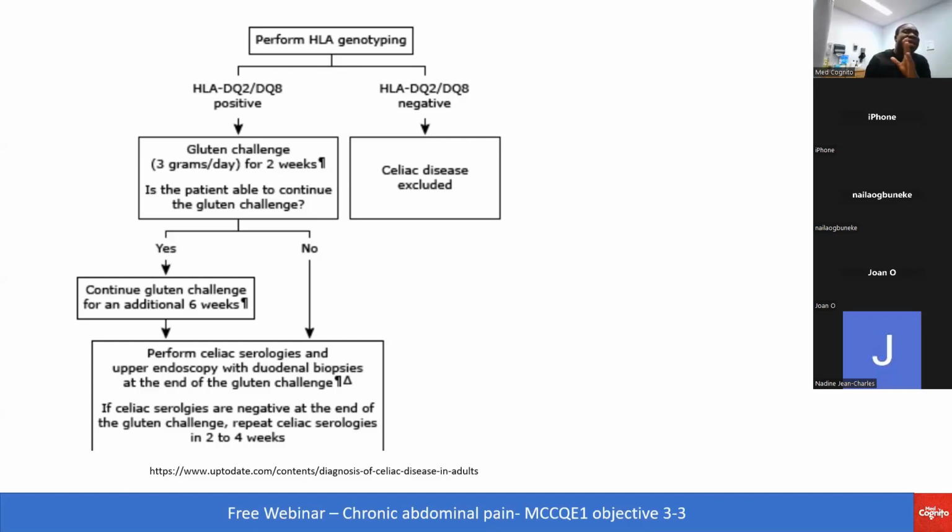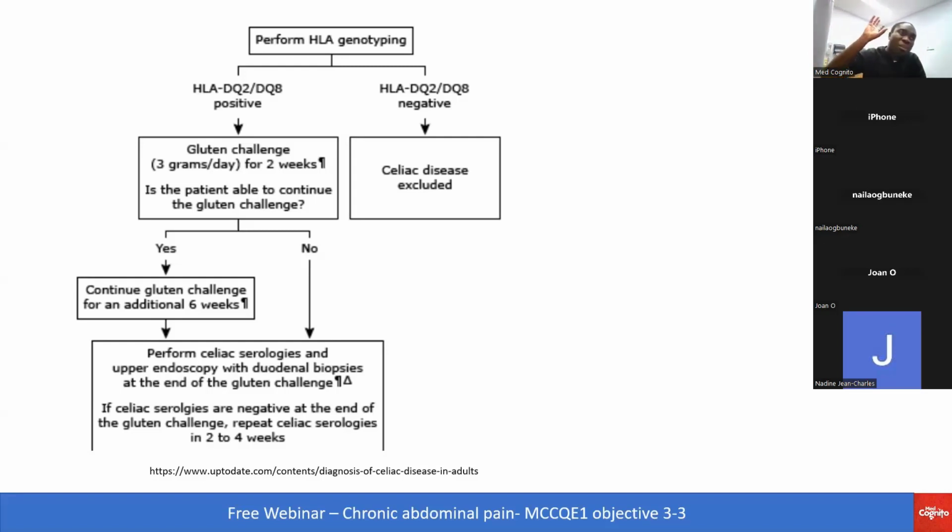If HLA genotyping is negative, then you've excluded celiac disease. However, if the HLA genotyping is positive, then you do a gluten challenge in that patient who has been gluten-free all her life for about 2 weeks. And then after that, you do the serologic testing and the biopsy.